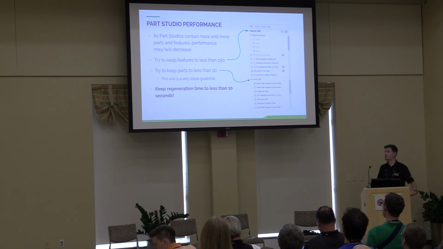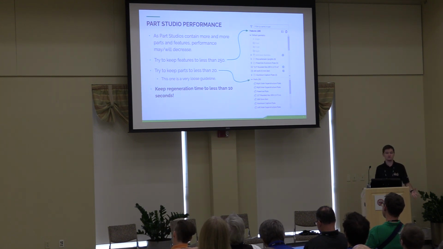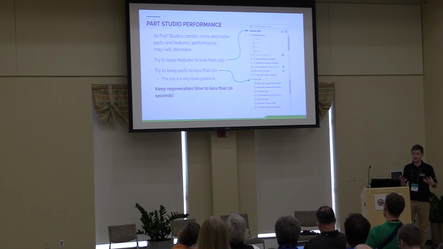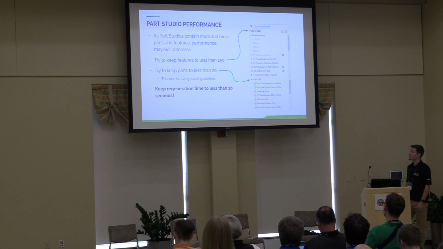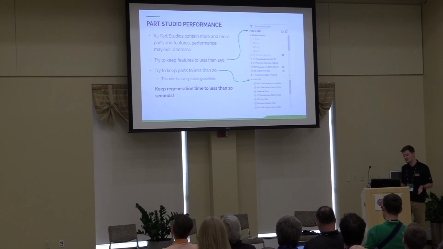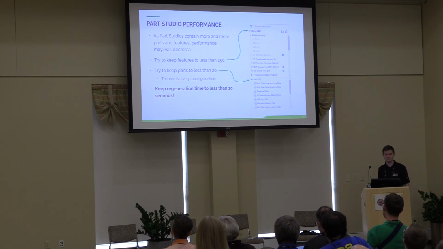So, what are some of my general tips and tricks? And again, I work for Onshape, but this is also just my experiences using the platform a lot. One general recommendation is try to keep your features to less than 250 in any one given part studio. That's not a rigid requirement, but it's like a good suggestion, just a baseline.